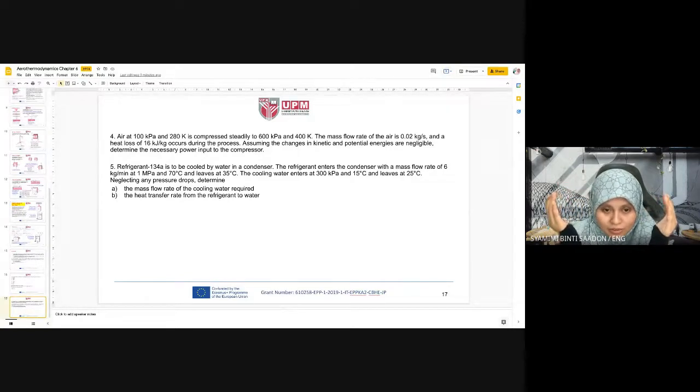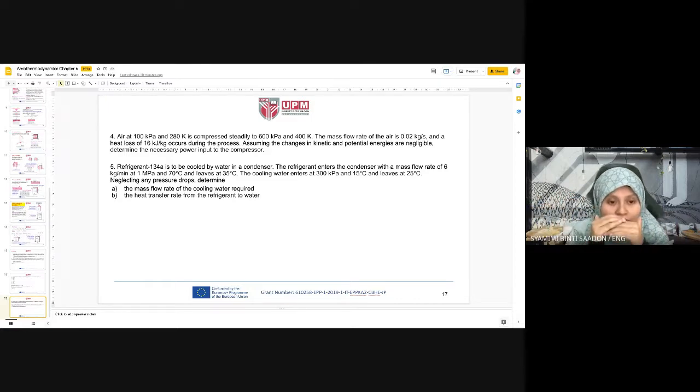Okay, the heat exchanger condenser, refrigerant and water. From the information given here, we understand that the refrigerant is to be cooled by water. So the refrigerant is the hot fluid, because it is going to be cooled by water, going from the hotter side to a cooler temperature.